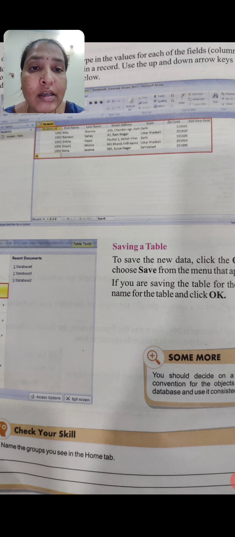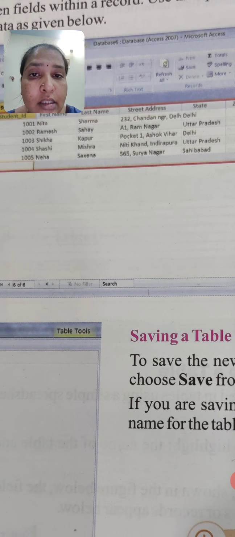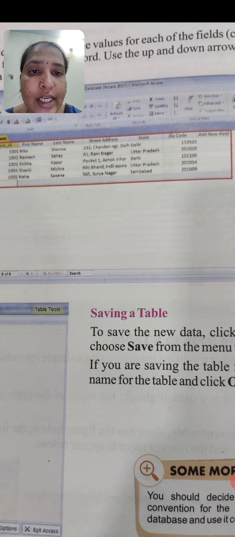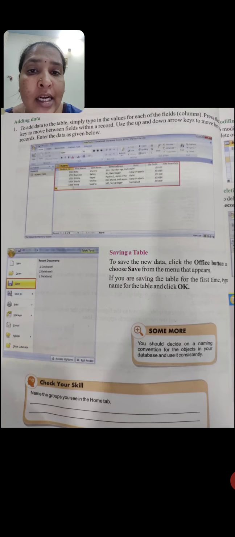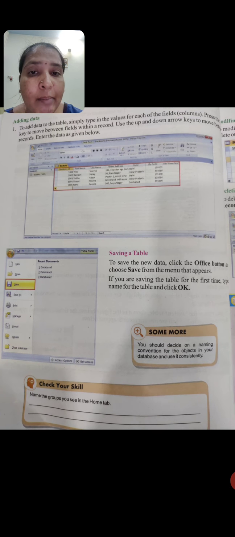So these are all the entries or data that we have entered for a particular student. See here, 1001 is the student ID, first name is Nita, last name is Sharma, and street address they have given, state they have given as Delhi, and zip code they also gave. Likewise, we have entered 5 student details. These are all the data that we are entering into a table. This is how we are adding data to a table with the name Student 1.